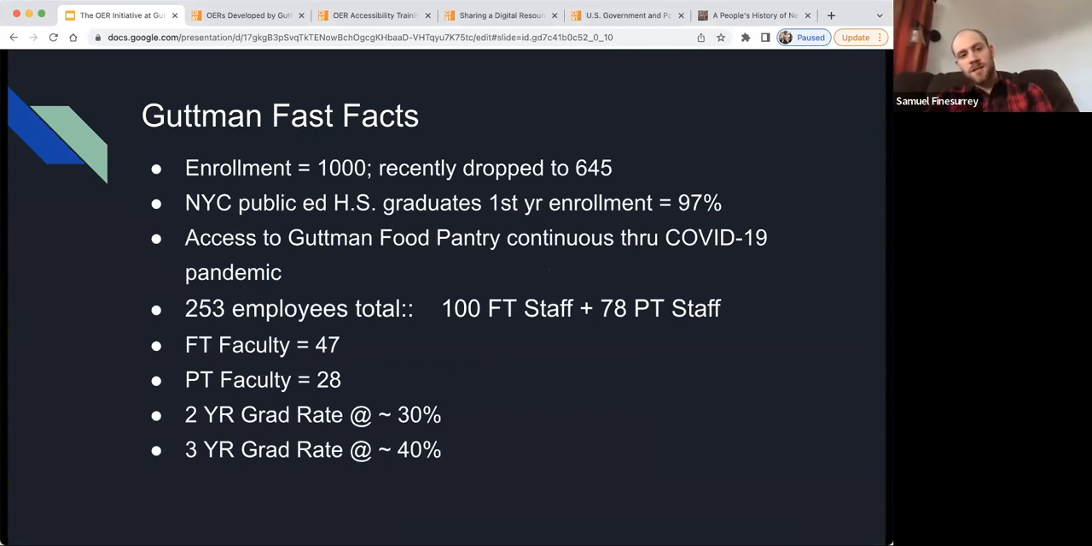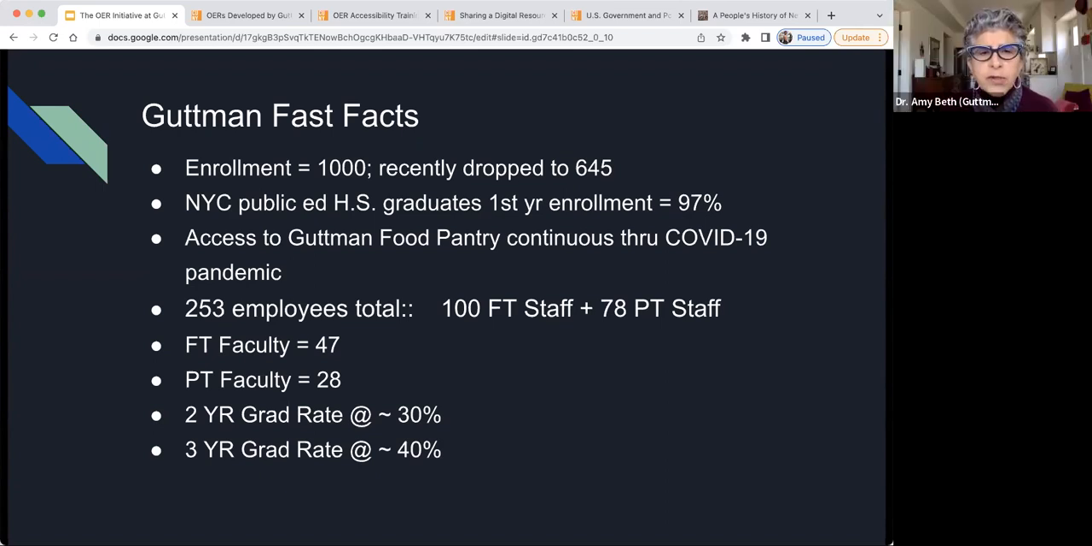Sure. So the enrollment of Gutman at its max before COVID was about 1,000. As you know, all of you, COVID has hit enrollment pretty hard. We've dropped down to about 645 current students. So our students are almost exclusively New York City public high school educated graduates. And our first year enrollment reflects 97% of them came from New York City public high school. There might be 3% with one person from New Jersey and several who have just immigrated.